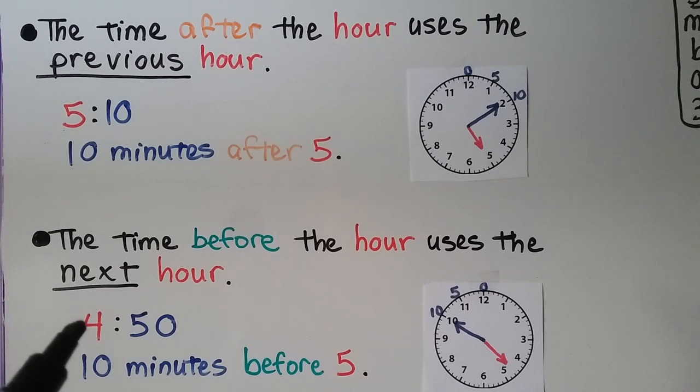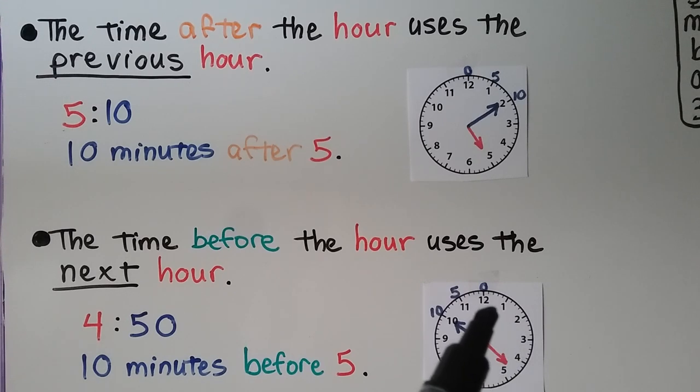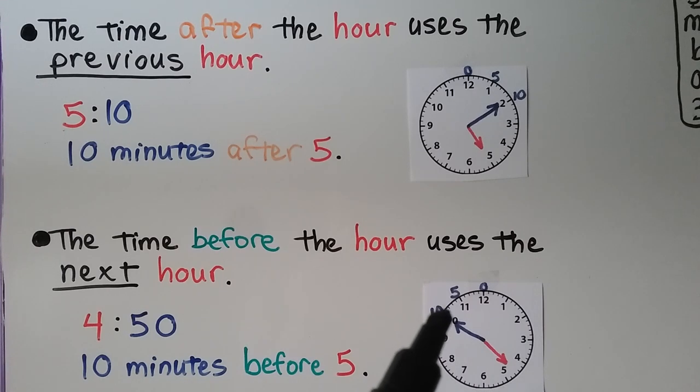It's also 4:50. Because it's in between the 4 and the 5, and it hasn't touched the 5 yet, it's still in the 4s, and we can start here and go 5, 10, 15, 20, 25, 30, 35, 40, 45, 50. So that would be 4:50, but we can also say it's 10 minutes before 5.